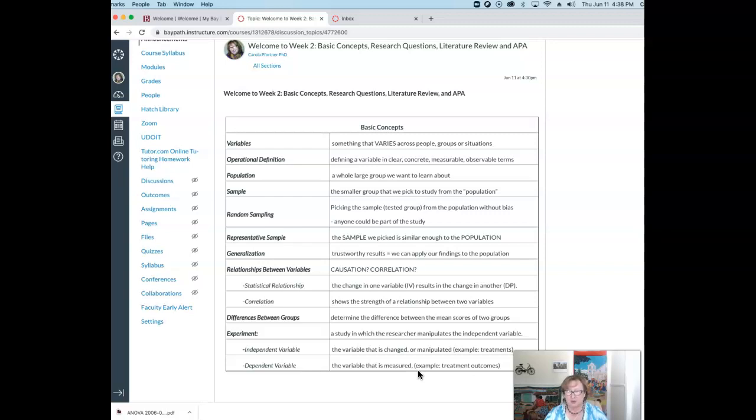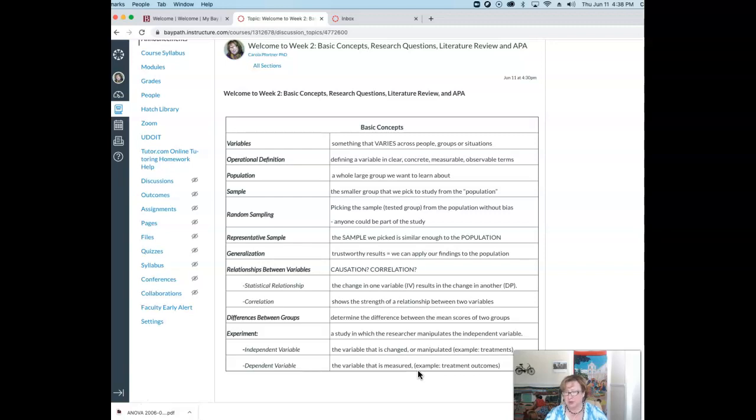So what's an experiment? So we're talking about these experiments. An experiment is a study in which the researcher manipulates the independent variable. So the independent variable is what we want to learn about. For example, the drinking. If I drink more or I drink less, will that have an influence on the way I drive? So the variable that's changed or manipulated is actually the one that is the independent variable.